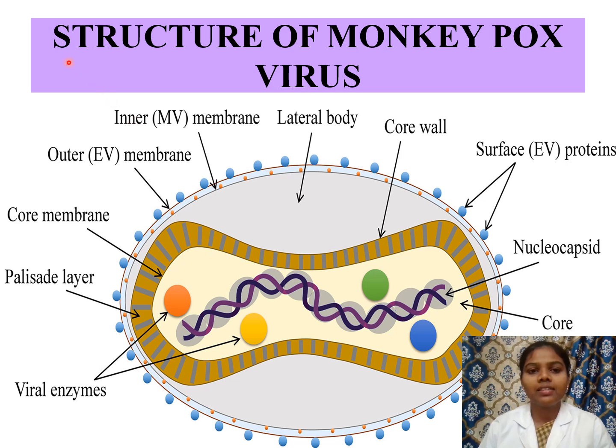Now we will see the structure of monkeypox virus. First we can see the outer layer, that is outer membrane. The next lining is inner membrane, and this flat body is called lateral body. Then core wall. These are the surface proteins. Then comes the nucleocapsid, which surrounds the double helical DNA structure. The core. These are the viral enzymes. This is the palisade layer next to the core wall. This is the core membrane. These are the parts of the monkeypox virus.